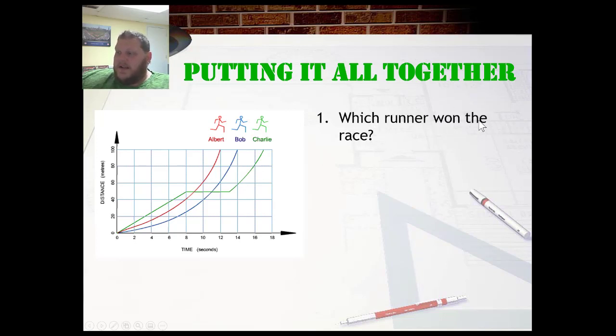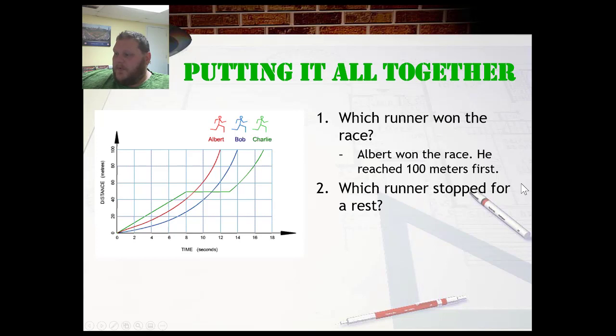So we're asked to identify which runner won the race. We should be able to identify that Albert won the race, because in time, if we're looking at the x-axis here, Albert got to that 100 meters before Bob and Charlie did. He finished the race in 12 seconds, Bob in 14, and then Charlie in about 17 seconds.